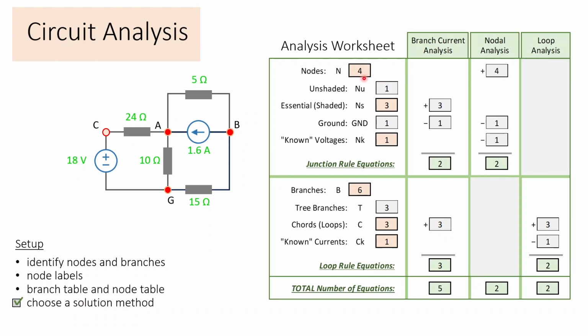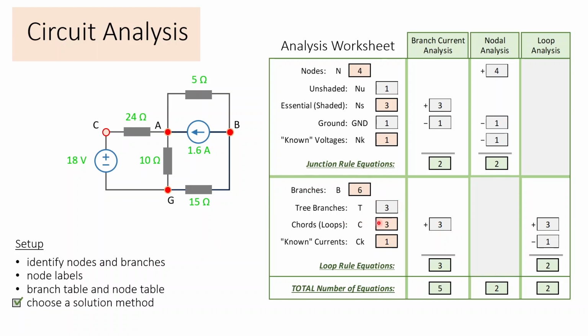For nodal analysis, we take the total number of nodes, subtract ground, and any known voltages where we have the 1. So we also have 2 junction rules to write for nodal analysis, but nodal analysis does not require any loop rules. So that would just be a total of 2 equations. And then for the branches, we have 6 branches.